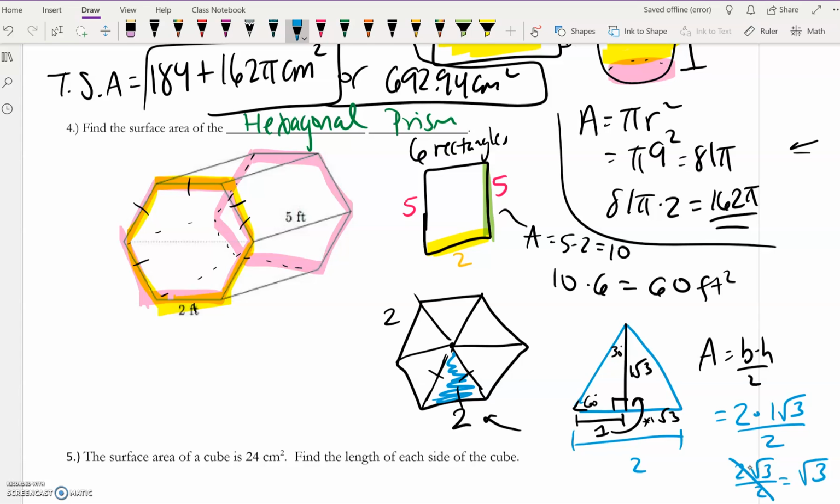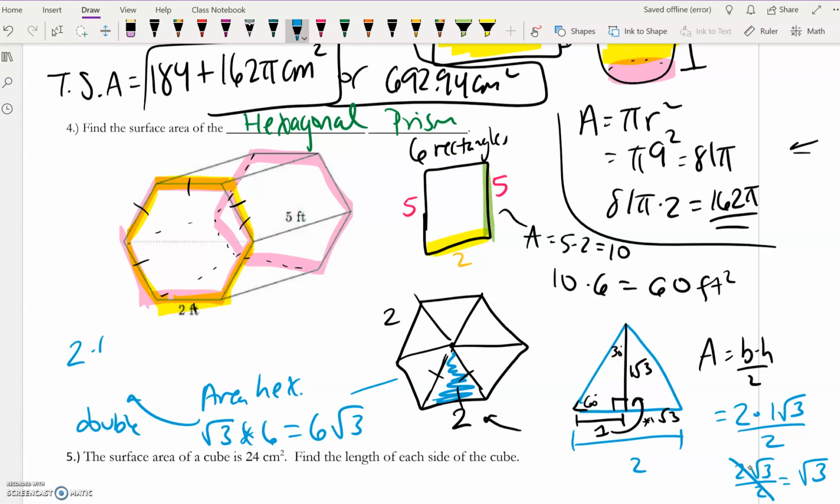Now there are 6 triangles that make up this hexagon. So the area of my hexagon is equal to root 3 times 6, which I'm going to put in front like a coefficient and call it 6 root 3. Because there are 2 hexagons, I need to double it, so it's 2 times 6 root 3, or 12 root 3. So that's the one part I need.